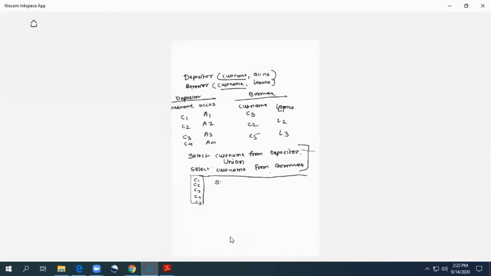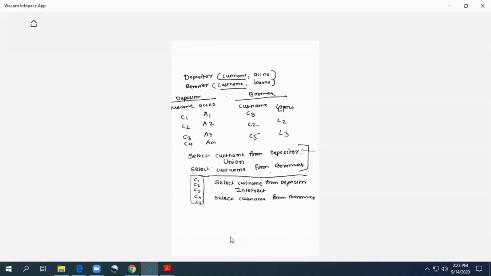The solution will be select customer name. The solution is very simple, student. You should only be familiar with the set operators here. Select customer name from depositor. Now instead of the union operator, I will use intersect here, right? And my SQL language is not case sensitive. I am writing capital, small, everything is the same, right? So select customer name from depositor, intersect, and my second query will be select customer name from borrower.